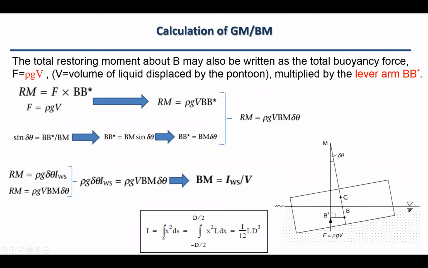And just a reminder that the second moment of the area is the integral of x squared dS, for example from minus d over 2 to d over 2. That's the proof, if you remember the way we calculate it: L D cubed over 12, which we know from the past.